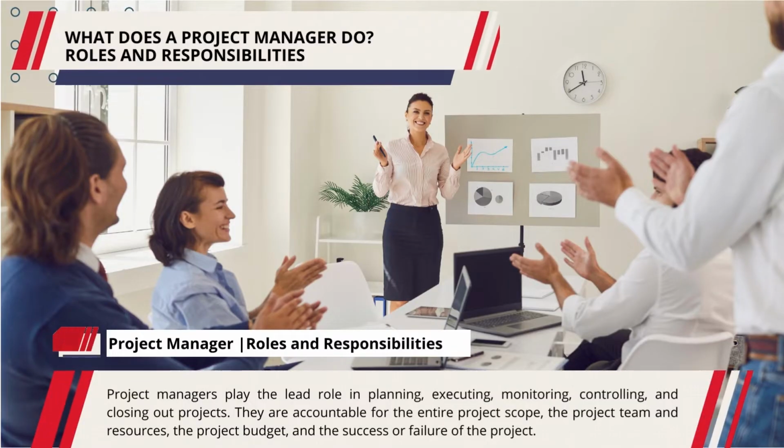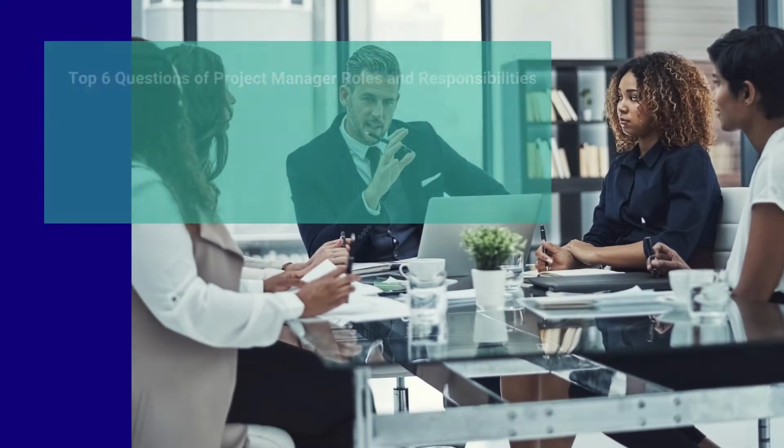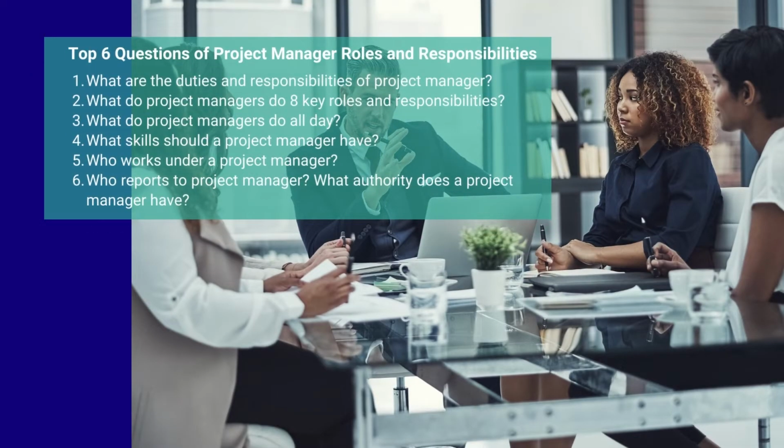What does a project manager do? What are the roles and responsibilities? Project managers play the lead role in planning, executing, monitoring, controlling, and closing out projects. They are accountable for the entire project scope, the project team and resources, the project budget, and the success or failure of the project. Top 6 questions of project manager roles and responsibilities.